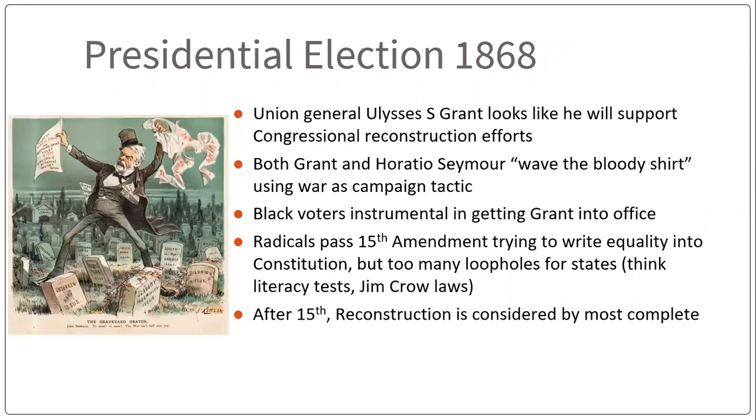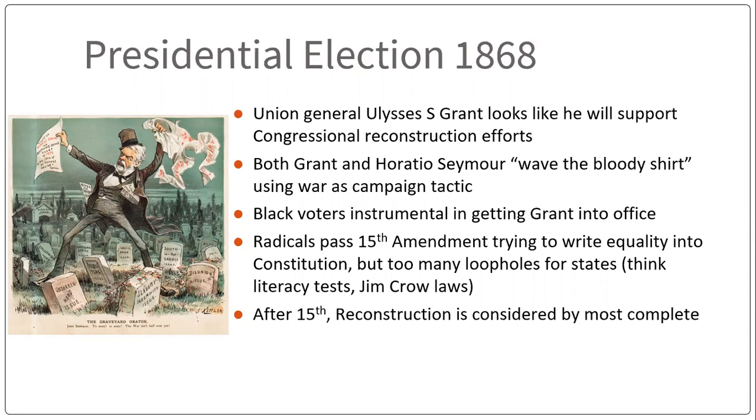So we're going to get the Union General Ulysses S. Grant. He looks like he will support congressional Reconstruction efforts. So we're going to see him and Horatio Seymour using the war as campaign tactics. Black voters are going to be a huge part of getting Grant elected because he was the man in charge of the army that fought for their freedom.